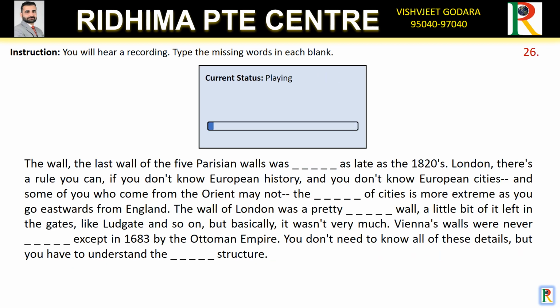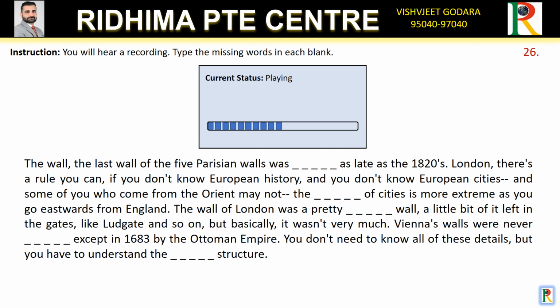The wall was the last wall of the five Parisian walls, built as late as the 1820s. London's, here's a rule you can use: if you don't know European history, you don't know European cities, and some of you who come from the Orient may not. The fortification of cities is more extreme as you go eastwards from England.